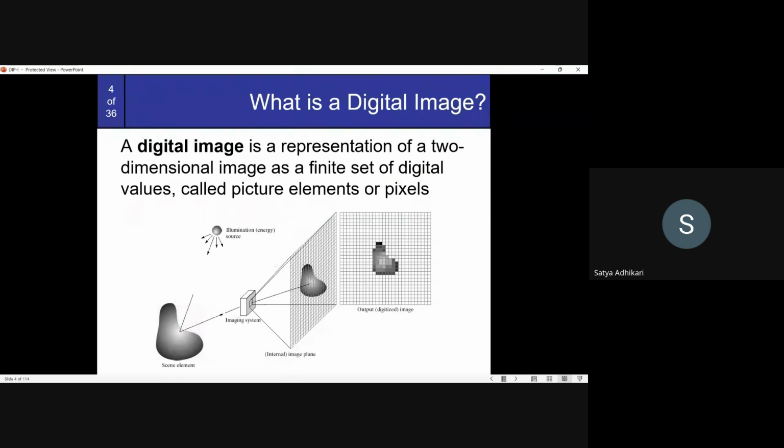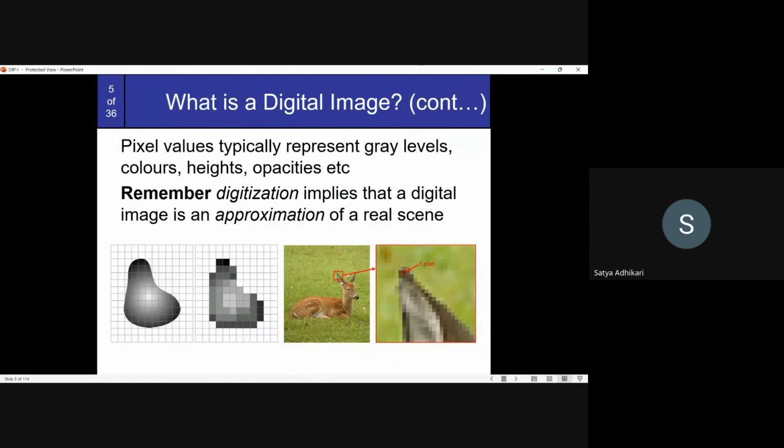Why is it called a two-dimensional image? You see here, it contains two values: the position, and the gray level value, the pixel value. Pixel stands for picture element, and it is the smallest unit of an image on a computer screen. You cannot divide a pixel into smaller parts.